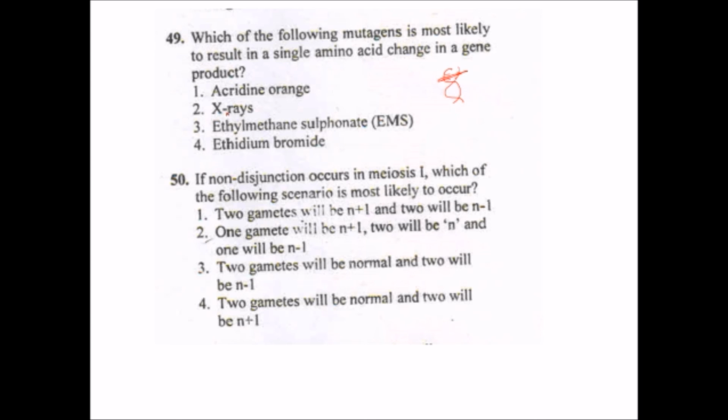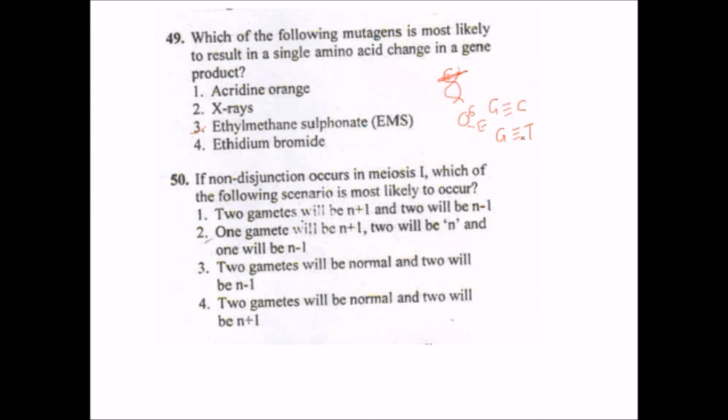X-ray doesn't cause the single amino acid change, rather it leads to the dimerization of thymidine. The option will be ethyl methane sulfonate because it targets the guanine, especially the O6, or the oxygen at the 6th position, and it adds the ethyl group to it. And now the guanine, instead of pairing with cytosine, will pair with thymidine.